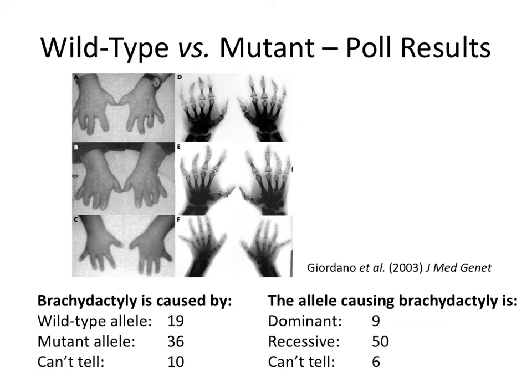So a little bit more about dominance before we get to an activity where you get to do a little bit more work practicing. Yet another Socrative poll that I gave you, talking about brachydactyly, and I was surprised. 19 said that this genetic disorder is caused by a wild-type allele, 36 mutant allele, 10 can't tell.